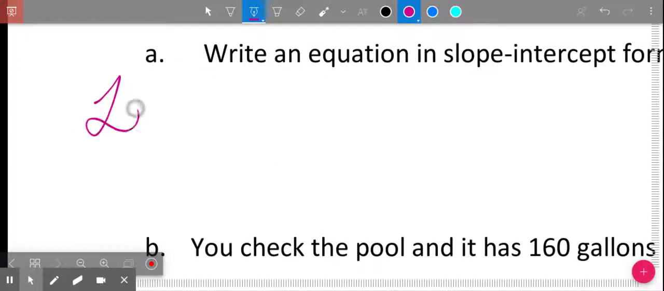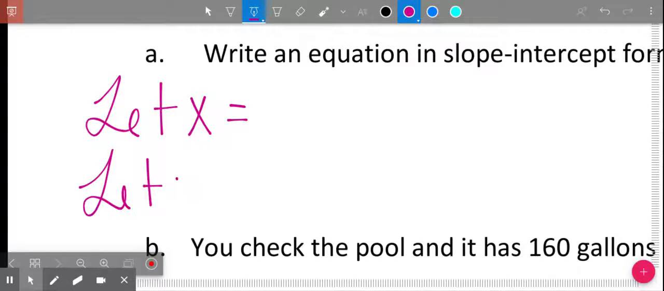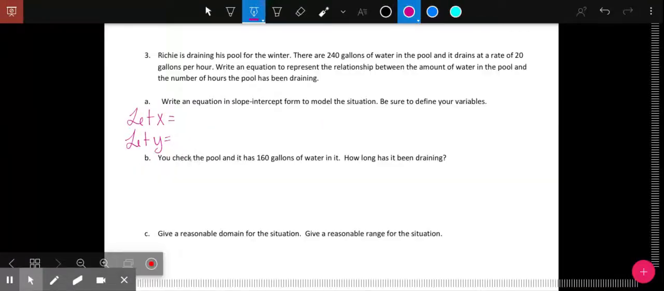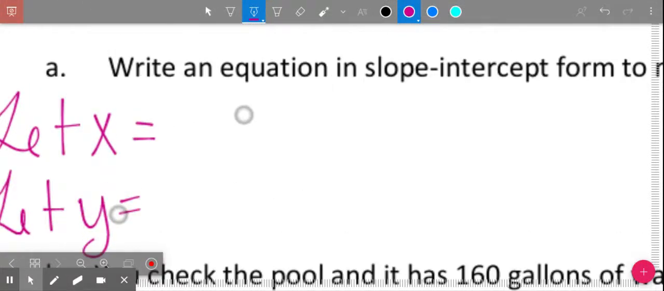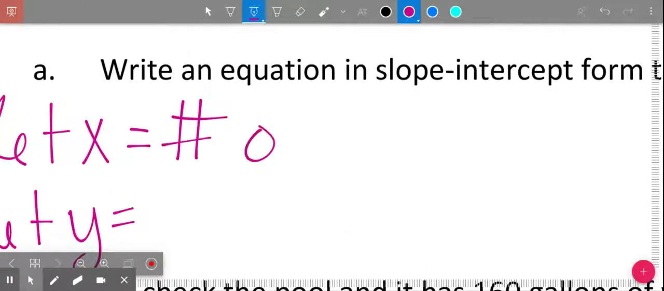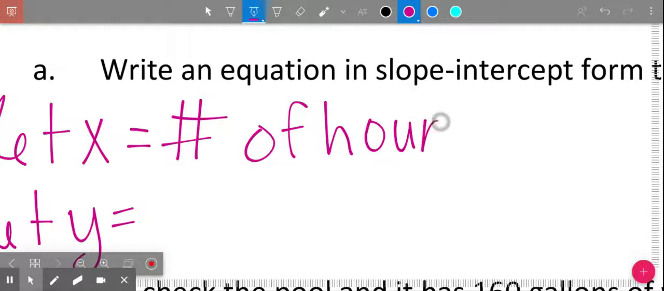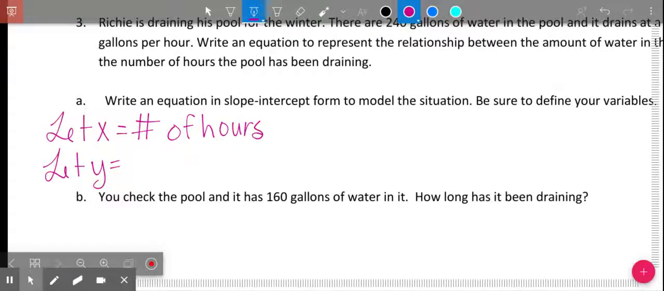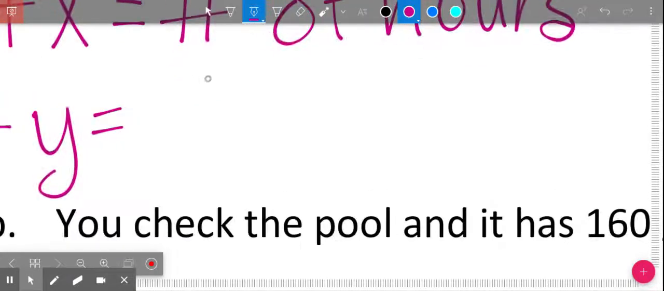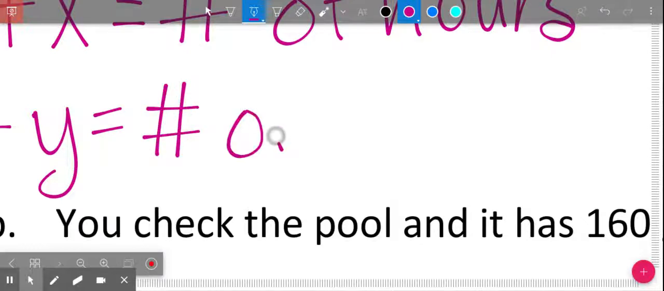So we're going to let x equal, and we're going to let y equal. Okay, so we're talking about the amount of water in the pool and the hours it's been draining. Anytime we're talking about time, okay, hours, seconds, days, weeks, months, that's always going to be the x. So the x is the number of hours. Okay, and with all those hours, we're talking about how his pool is draining. So y is going to be the number of gallons in the pool.